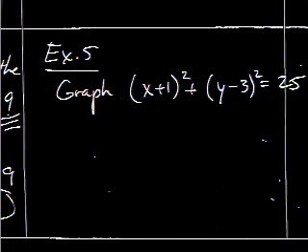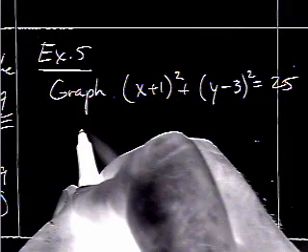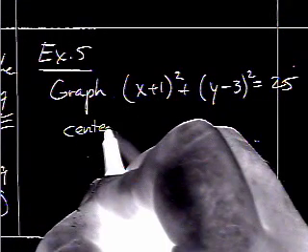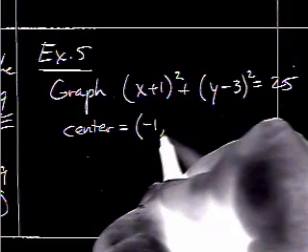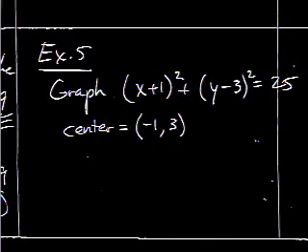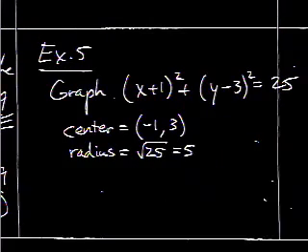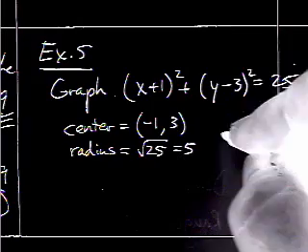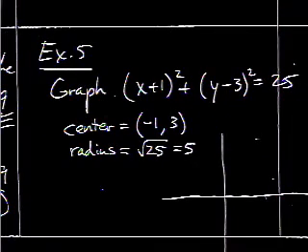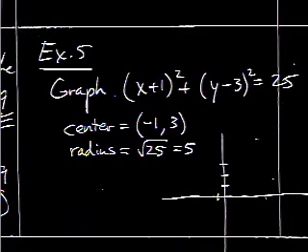Example 5, graph this. So we've got this equation. We should be able to identify the center. Negative 1 for h, positive 3 for k. We should be able to find the radius, square root of 25, which is 5. So negative 1, positive 3, up. This is going to be a bad graph, isn't it? Let's go to my next screen and we'll try again.